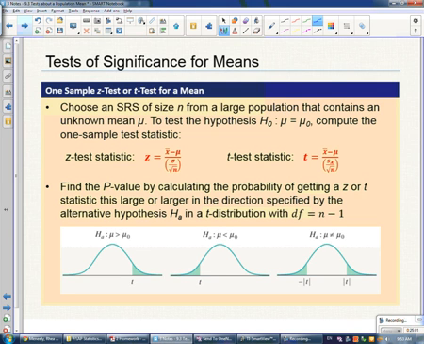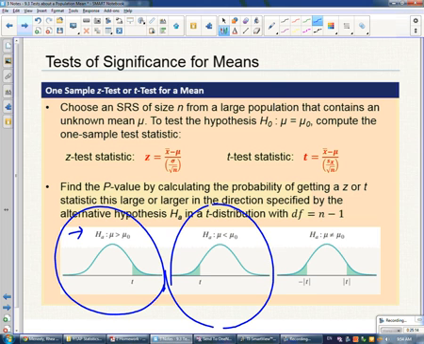Okay, we've already kind of done this already. If you look at these graphs, if your alternative is a greater than, then if you're going to sketch the graph, you want to make sure that you sketch it like this. If it's a less than, then you're going to be shading the lower tail. If it's not equal to, then it's considered a two-tailed test.